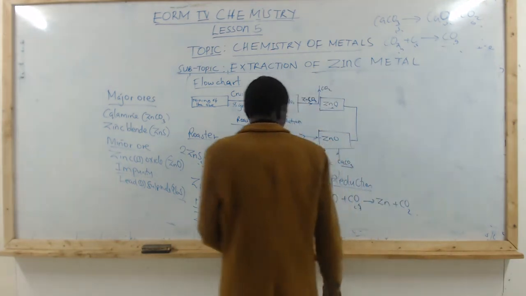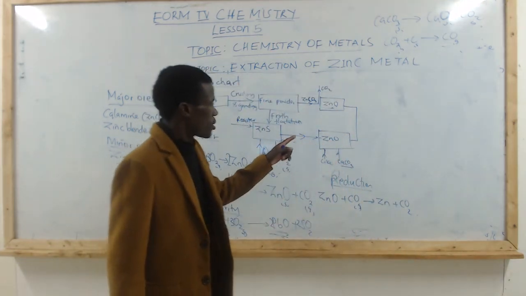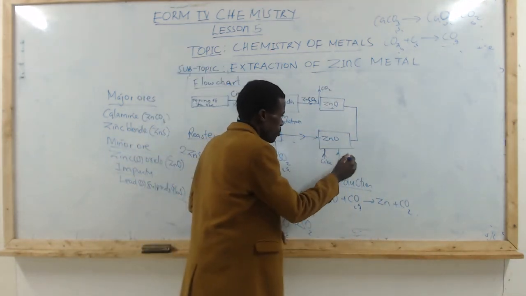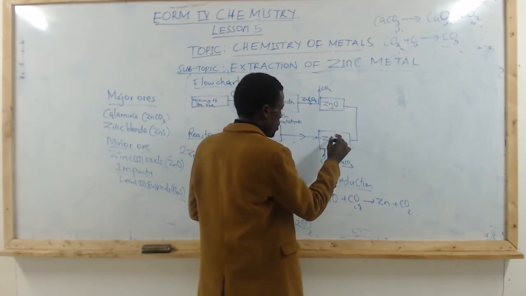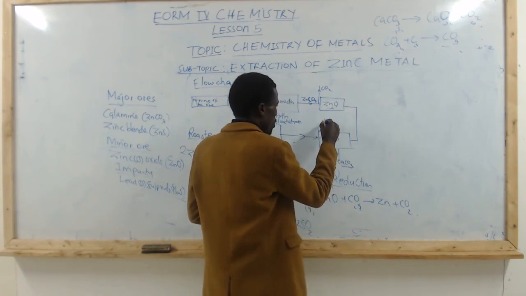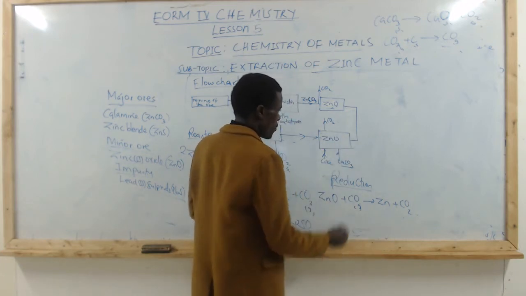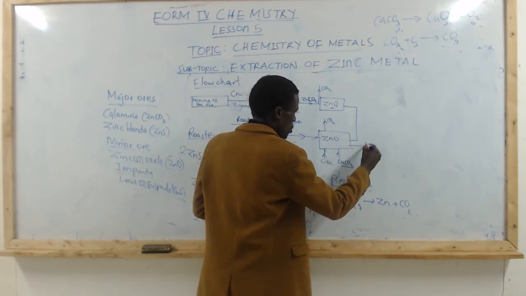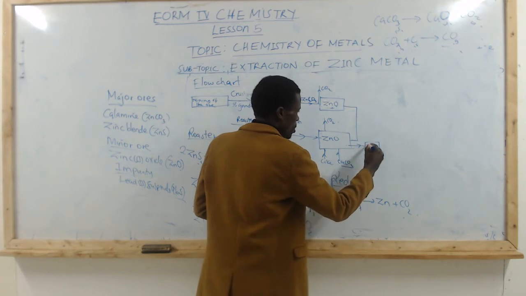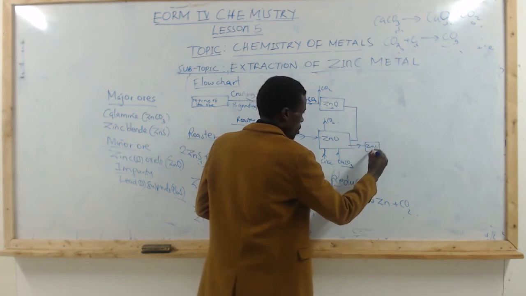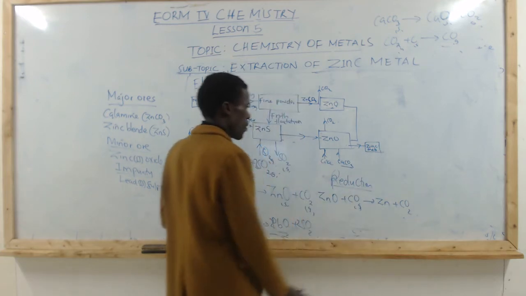Now this one is known as the reduction process. So I will be having carbon 4 oxide because of this, and also we will be having zinc metal produced. But remember, it is not pure.